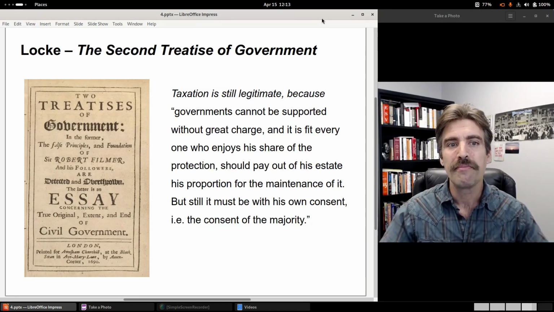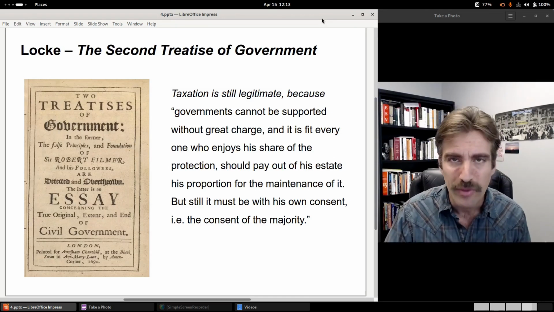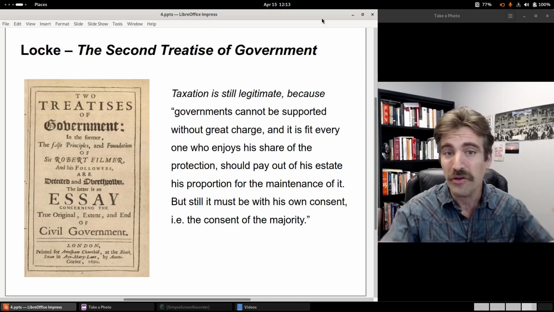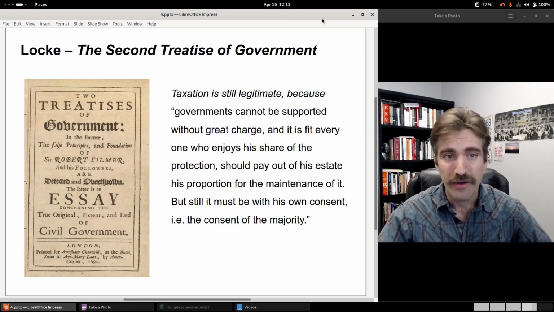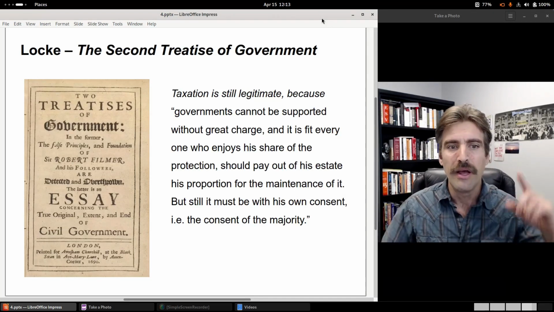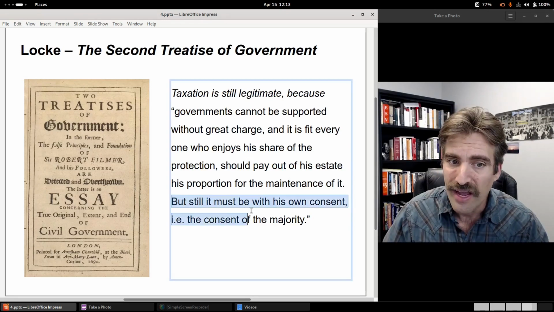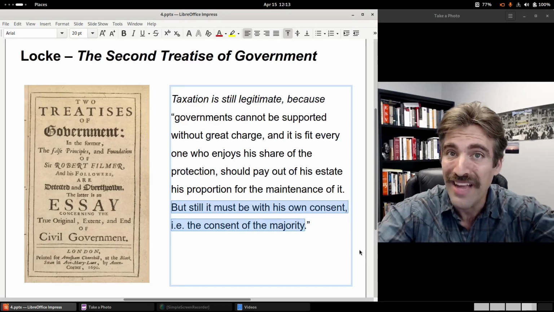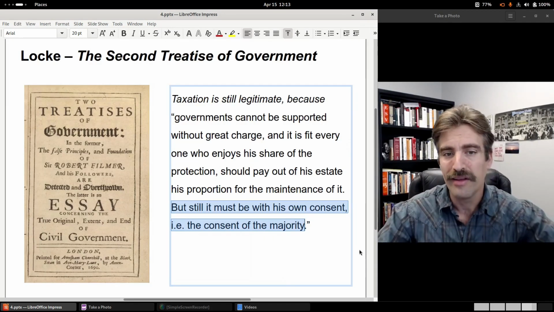Why? Locke says, because, quote, "governments cannot be supported without great charge." You need money to run a government. "And so it is fit that everyone who enjoys his share of this protection should pay out of his estate his proportion for the maintenance of it. But still, it must be with his own consent," that is to say, the consent of the majority. So here we have that democratic element in Locke.